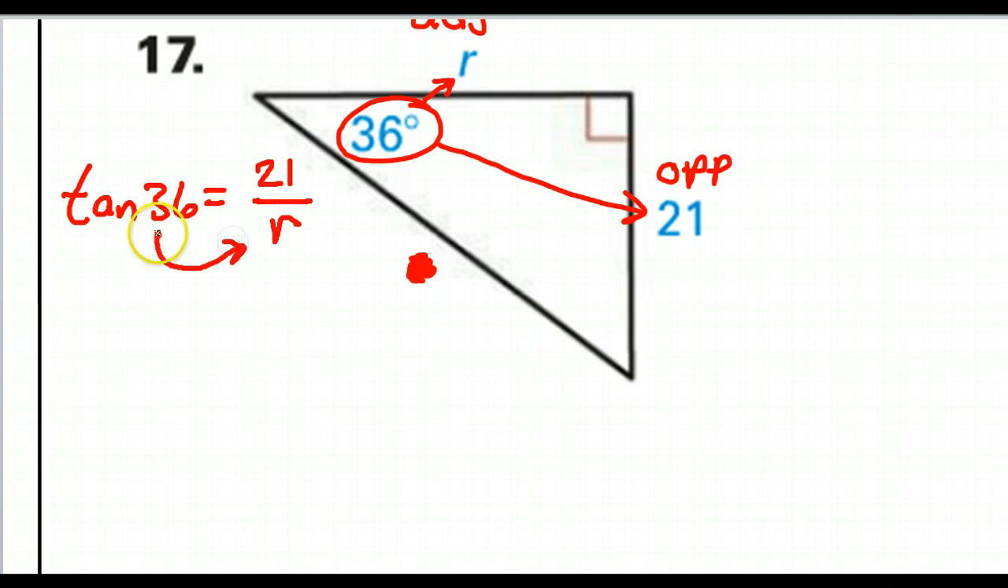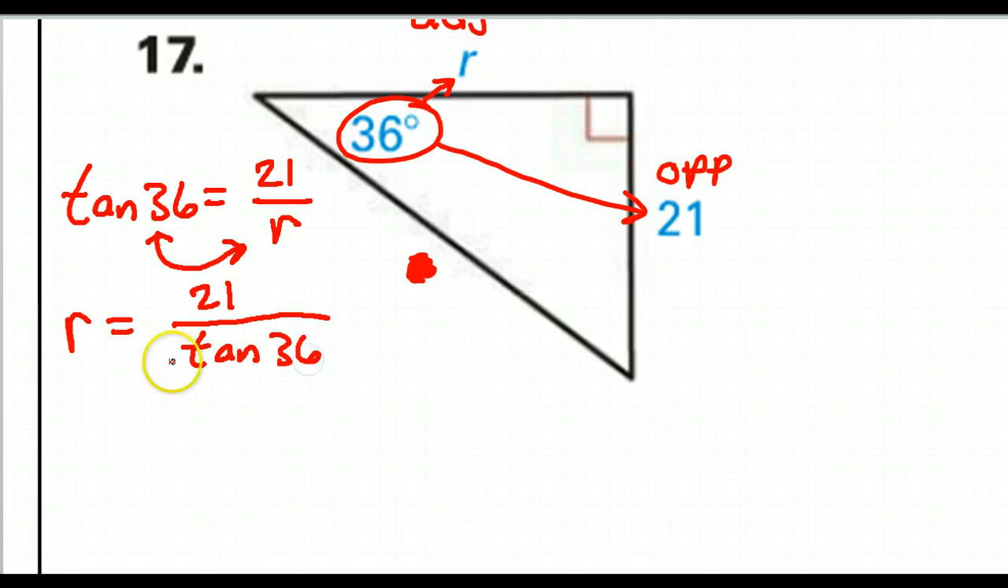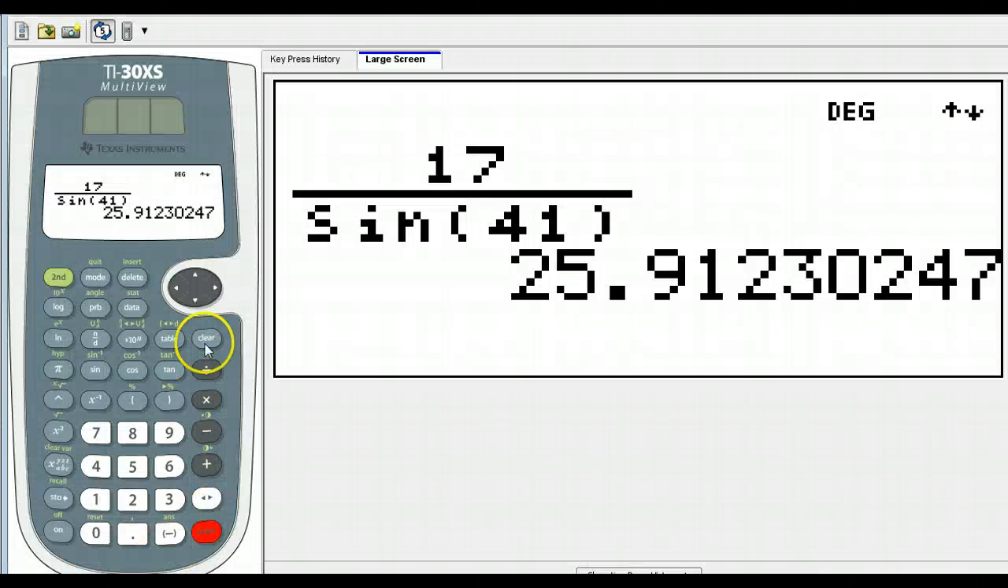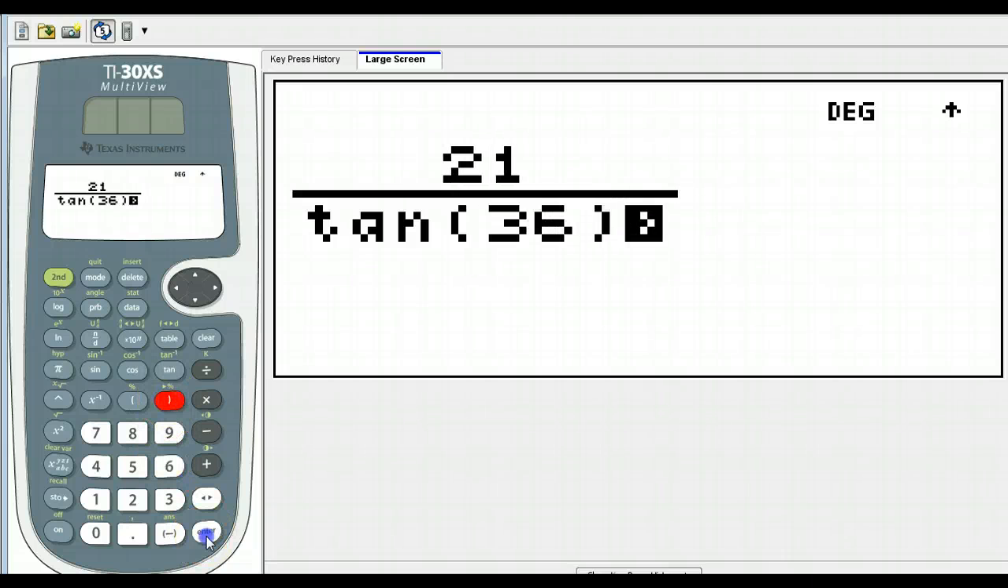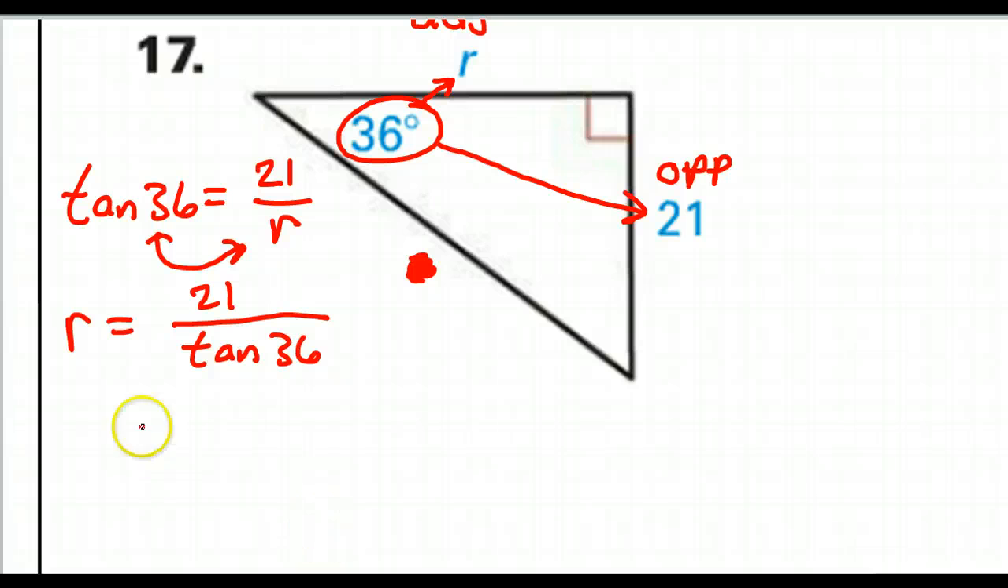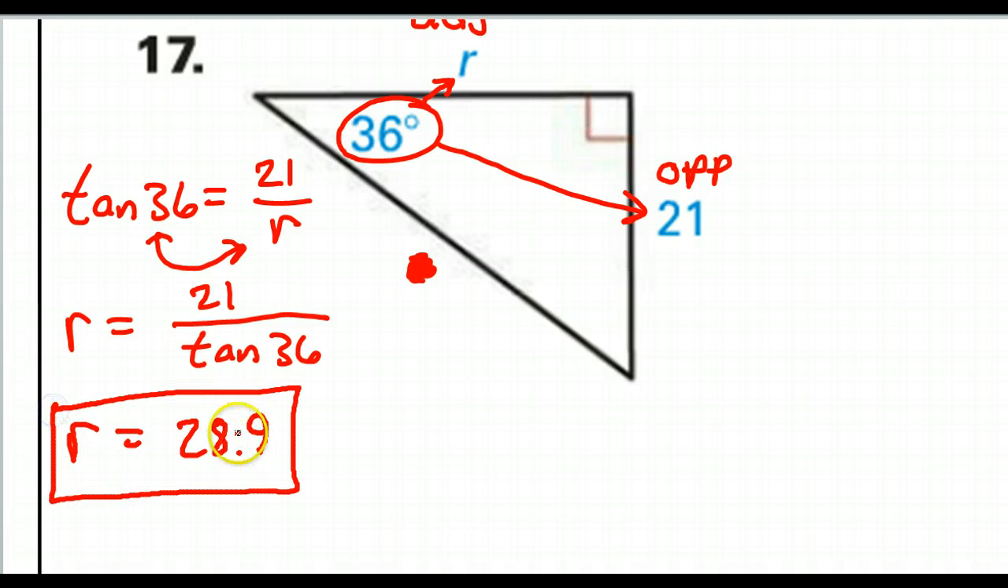The variable is in the denominator, so I will reverse these. So that's going to give me R equals 21 over tangent of 36 degrees. 21 over tangent 36. So put that in your calculator. 21 over tangent 36. That's 28.9. Okay, so that is R. So now let's go back and find S.